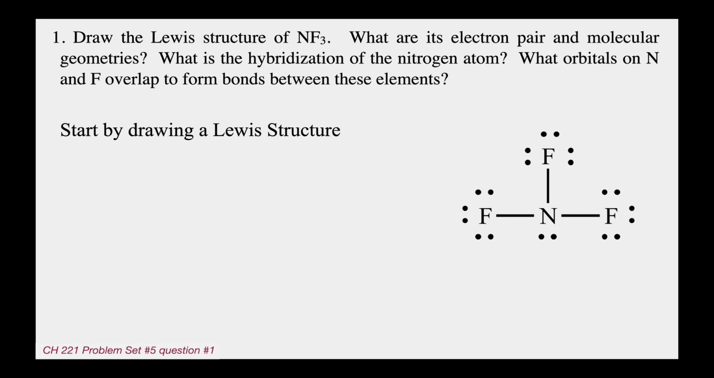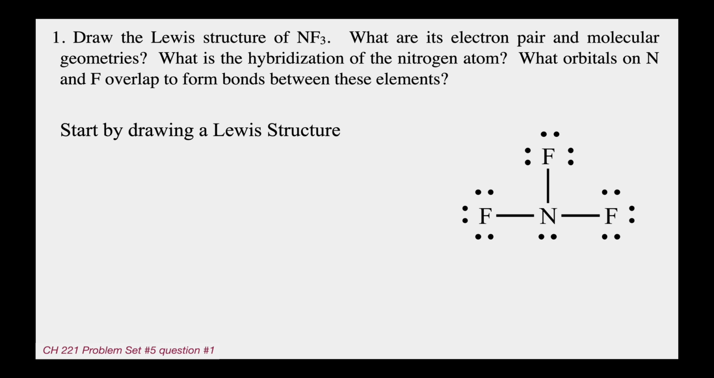So again, how we got the Lewis structure, we added up the valence electrons. Nitrogen is in group 5, so it has 5 valence. Fluorine in group 7, so it has 7 valence. So 5 nitrogen valence electrons plus 7 times 3 valence electrons for fluorine. I believe that comes out to be 26 electrons that we have to make in the Lewis structure. Divide that by 2, 13 pairs.